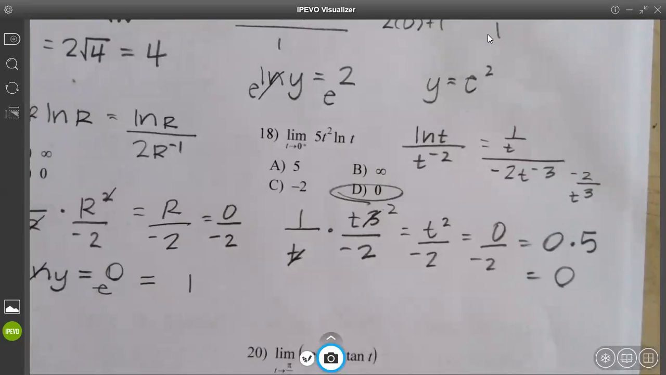ln when there's a variable in the power. Is everybody good?